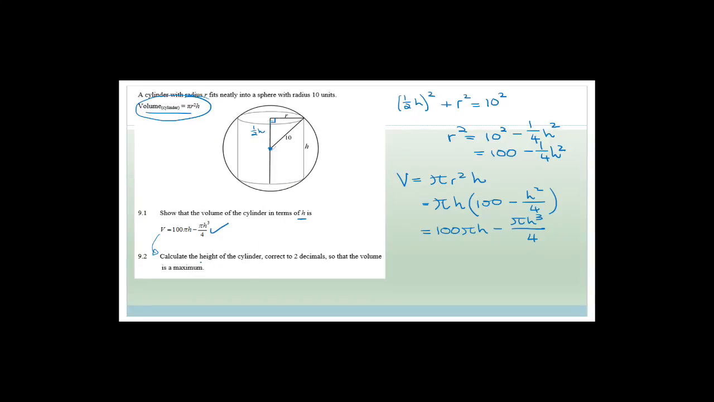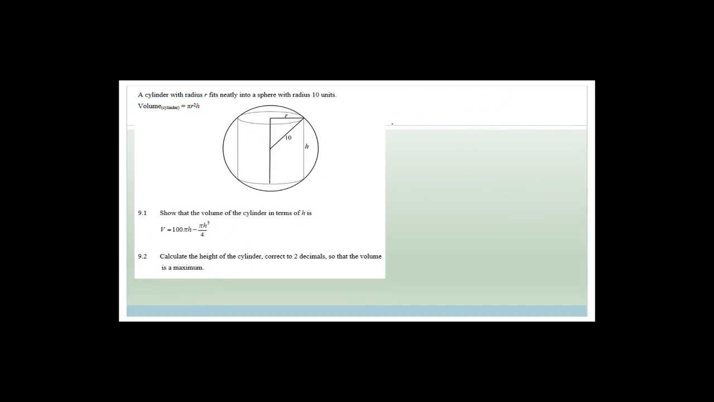Okay, now it says calculate the height of the cylinder, correct to two decimal places, so that the volume is a maximum. As soon as you see max and min, what do you do? You differentiate, let it equal zero, and solve. So they gave us this formula. And grade 12s, I have to stress this, it doesn't matter if they give you a totally different formula from what you work out. You will use the formula that they gave you, okay?